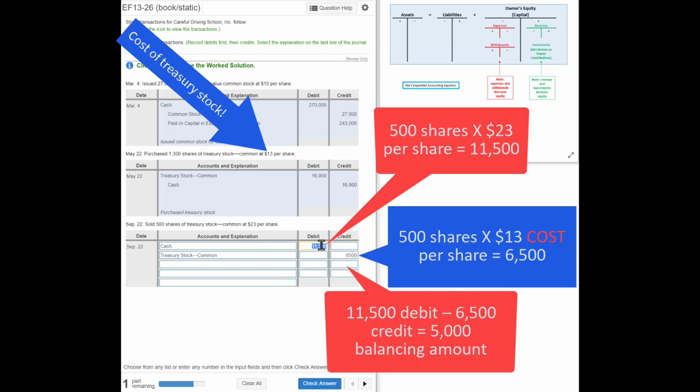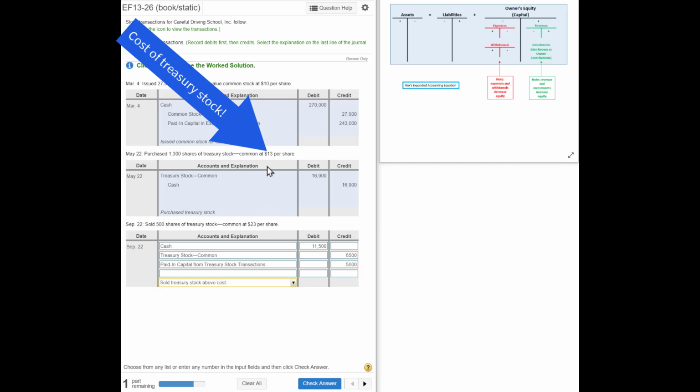To calculate that, you take the larger number, 11,500, minus the smaller number, 6,500, and that gives us a $5,000 credit. Now if we add these two credits up, they equal our debits. So the question now becomes, what is this account? Well, this is paid in capital from treasury stock transactions. And we need an explanation: sold treasury stock above cost, not at cost or below cost, but above cost. Because remember, we bought it at 13, we sold it at 23.